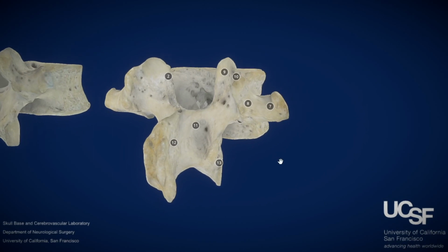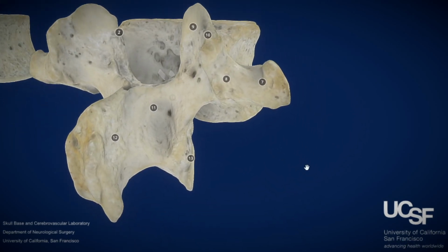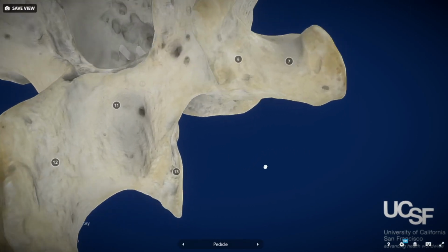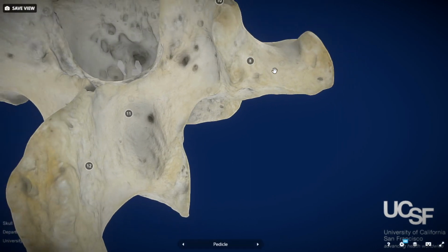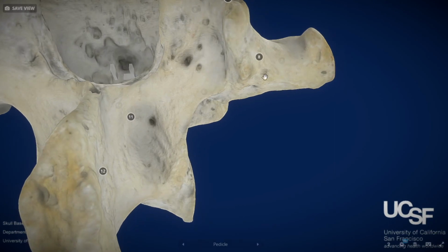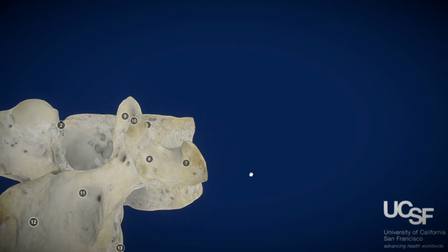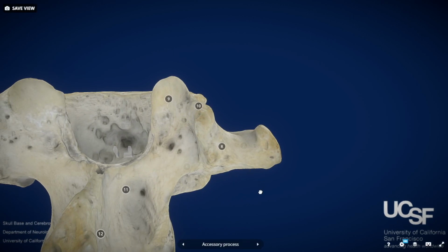Now there's a feature that is unique for this region, which is a prominence that emerges from the posterior and inferior portion of the transverse process at its junction with the lamina. This is the accessory process. The accessory process serves as an attachment site for the longissimus thoracis and the medial intertransversarii lumborum muscles.